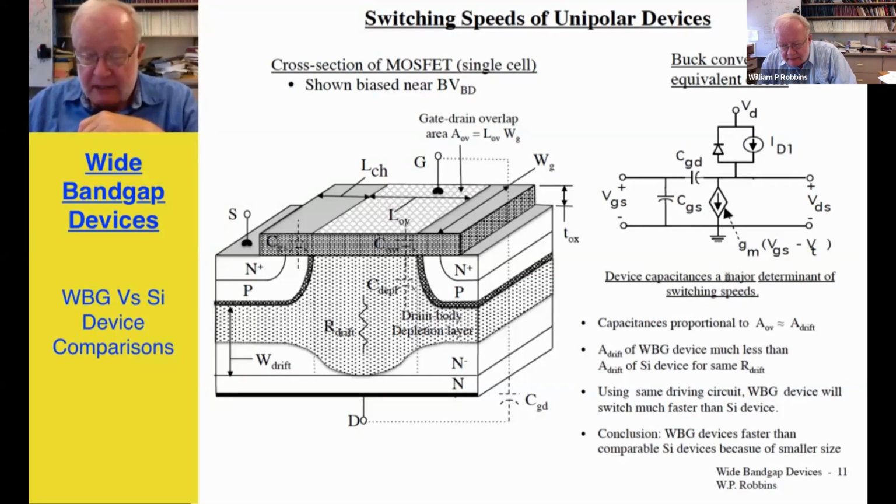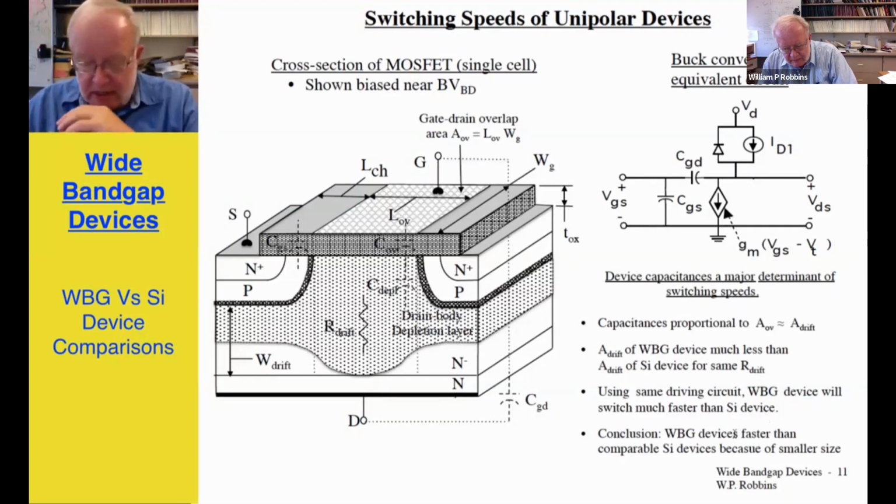And these capacitances are proportional to the overlap area that I've defined here, which is approximately the area through which current flows through the drift region. The area of a drift region for a wide bandgap device is much less than that of a silicon device if you assume the same drift region resistance. And if we're thus using the same driving circuit, the WBG device will switch much faster than the silicon.